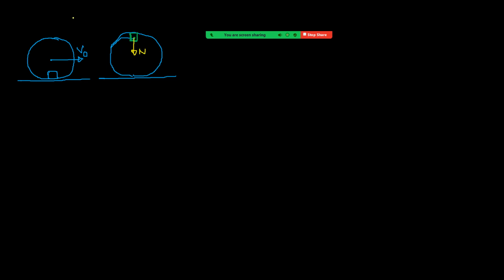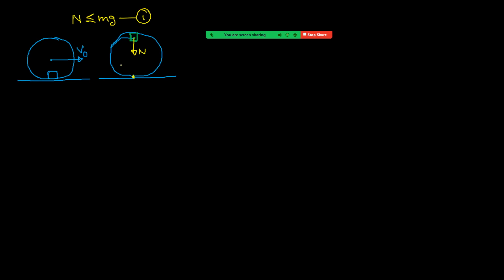So the first condition: to not lose contact, N should be less than or equal to the weight of the ring, mg. So focus on this condition carefully. When the small body reaches the topmost position, the force by the ring on the body is downwards. Then by this body on the ring, it will be upwards. If this force is greater than the weight of the ring, then the ring will lose contact with the ground.